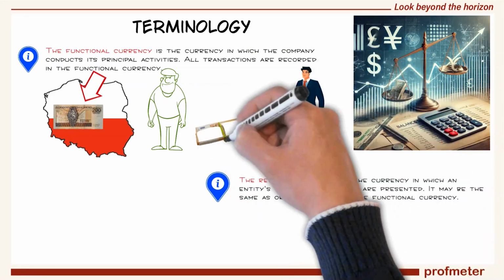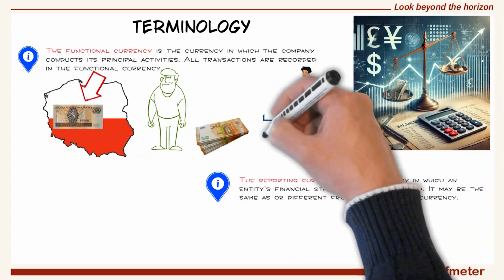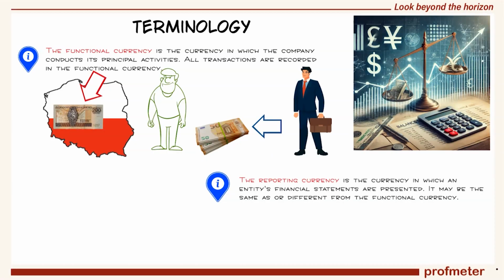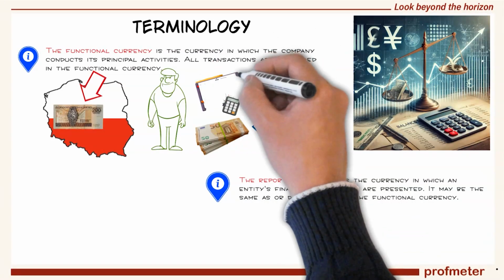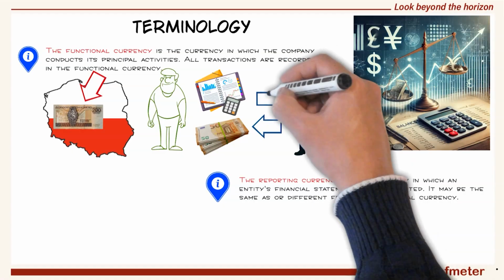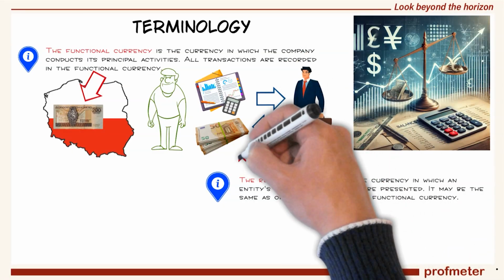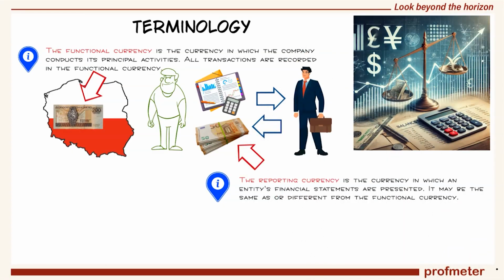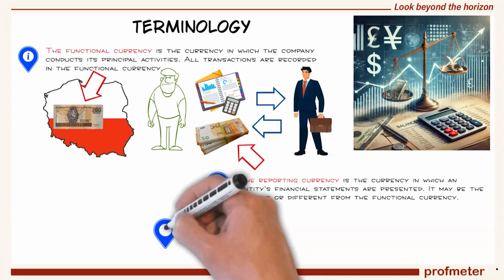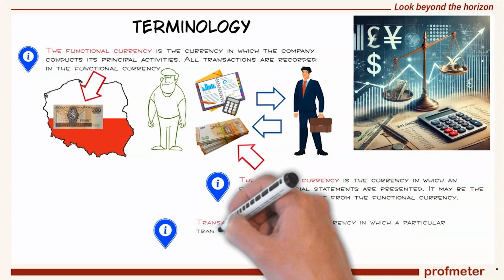Let's imagine that our entrepreneur has an investor from Germany, and since the main investor of his startup invested euros in his business, then every quarter our entrepreneur provides him with a report where all the results of the activity are presented in euros. Transaction currency is the currency used for a particular transaction.